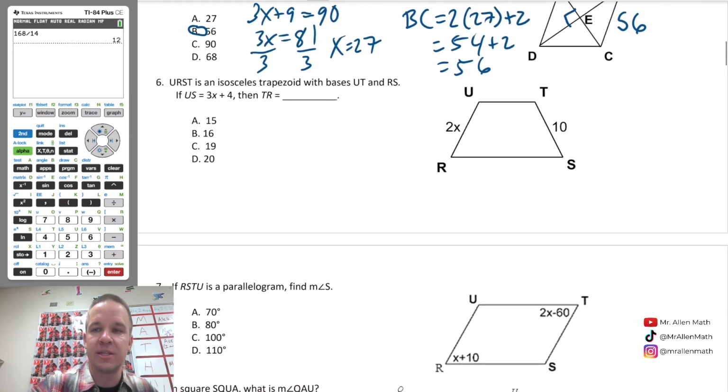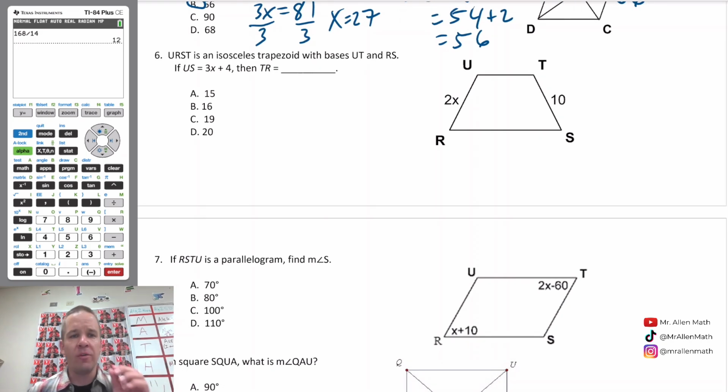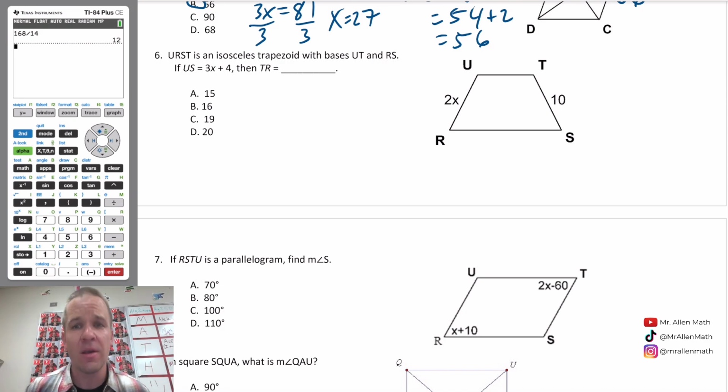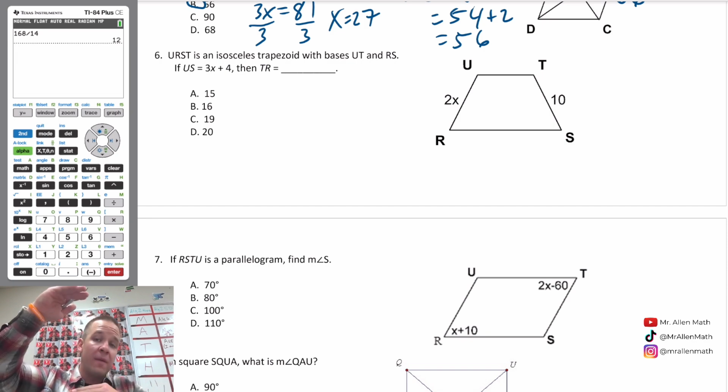All right, number 6 here. We have URST as an isosceles trapezoid. Isosceles trapezoid, the legs are congruent with bases UT and RS. Also, fun fact about a trapezoid or isosceles trapezoid, only one pair of bases are parallel. That's the only one of our quadrilaterals that we deal with where only one of them is parallel.